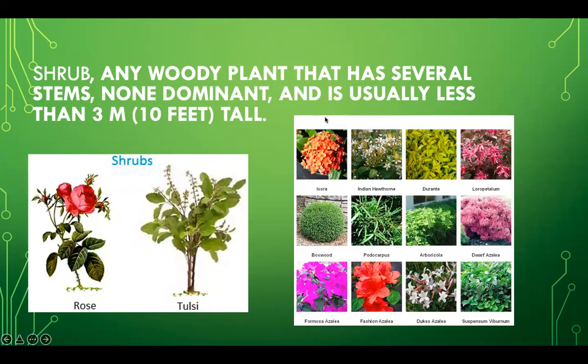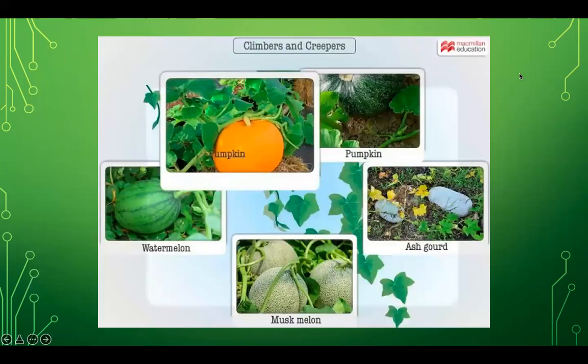Then shrubs. There is also a woody plant, having a woody trunk or stem, and it is usually less than 3 meters. That's what I said, 2 meters or 3 meters. So rose, tulsi. These are some decorative shrubs, right? Flowers mostly. Then here, these are the climbers and creepers. Pumpkin, basically it's a creeper, and you can see watermelons, a creeper. Here, this is muskmelon. So these are creepers. But sometimes beans or bitter gourd, we can consider them as climbers.